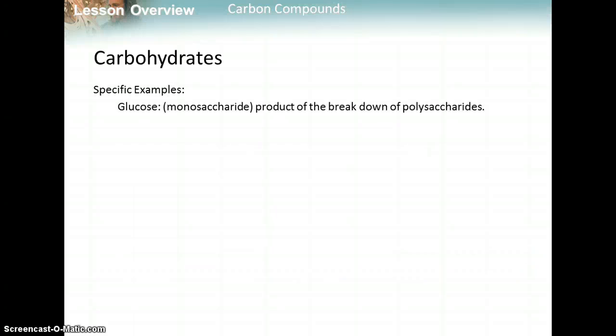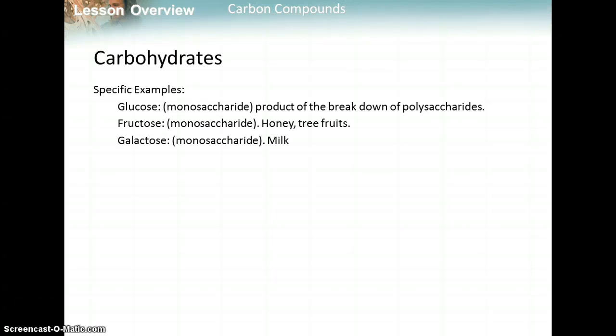So some common examples are ones that you maybe have heard of. Glucose, we'll be talking a lot about that one throughout the year, is a monosaccharide. That's the product of breaking down a polysaccharide that you would eat, like a starch from potato or pasta. You'd break it down into glucose. Glucose, we're going to see later, gets used as an energy source that is converted from glucose to ATP. That's the energy source that your body actually uses. We'll talk about that again later this year.